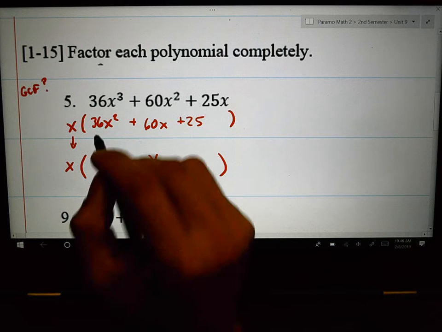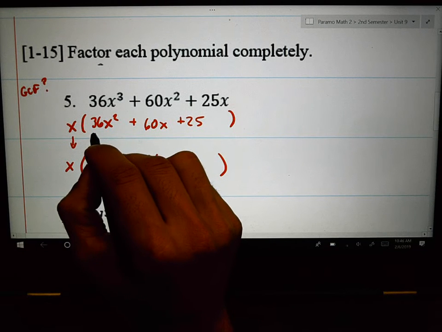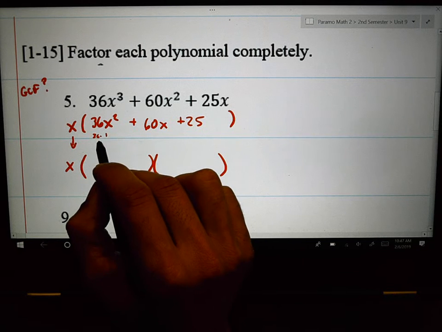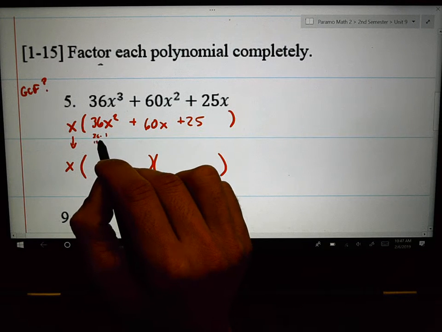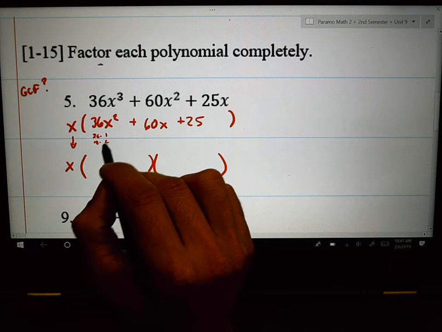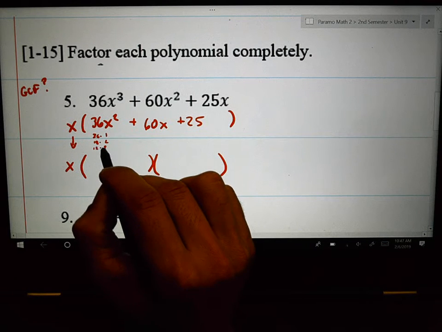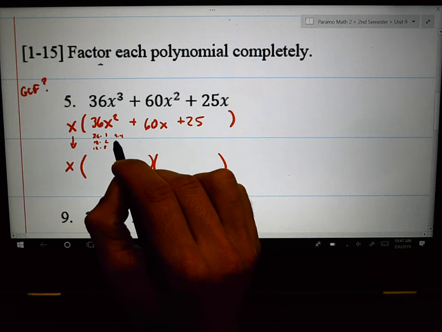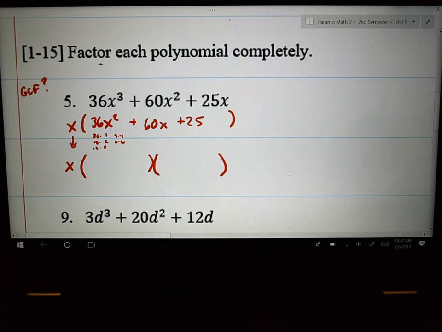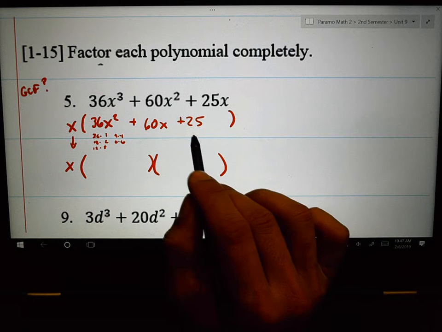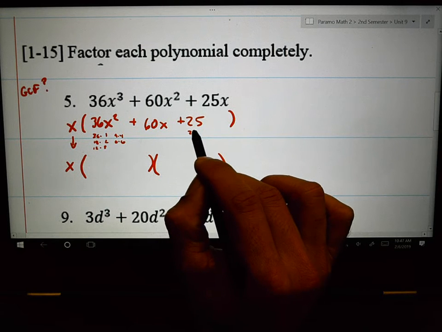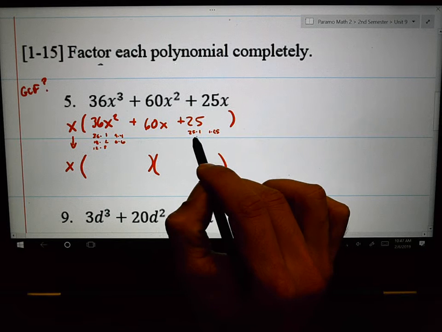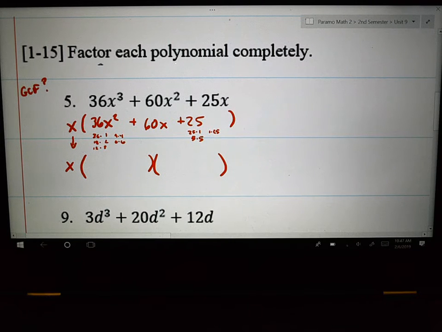But this is also where you need to start thinking, what multiplies to be 36x squared? What numbers? So if you're thinking 36 times 1, 18 times 2, 12 times 3, 9 times 4, 6 times 6. That's a lot of different possibilities, and I didn't even write it in the opposite direction. And then I go over to the 25. 25 and 1, 1 and 25, 5 and 5.